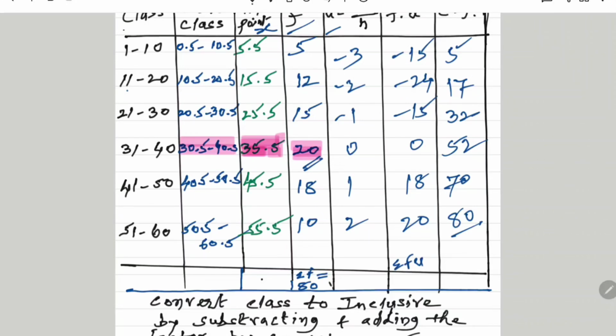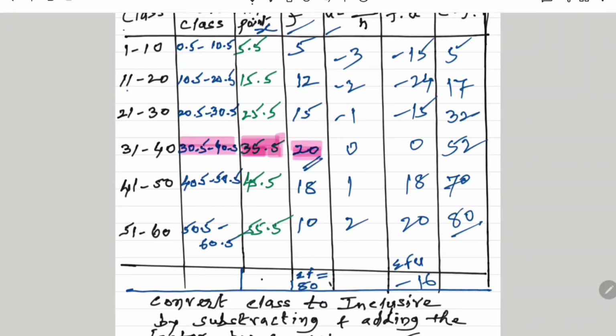Therefore, minus 30 minus 24 minus 54 plus 18 plus 20, it is coming as minus 16. Addition of all that is minus 16. And then after performing this distribution table, we have to calculate the three measures.